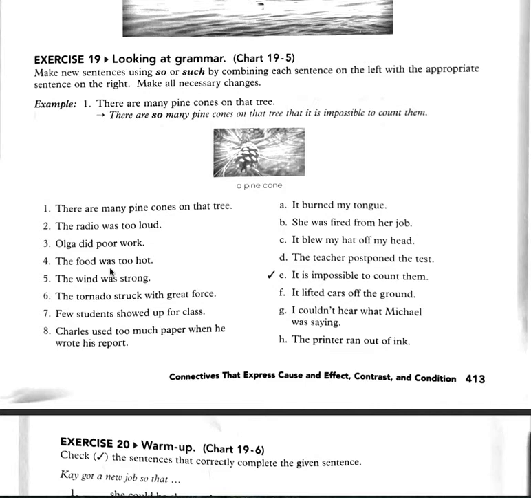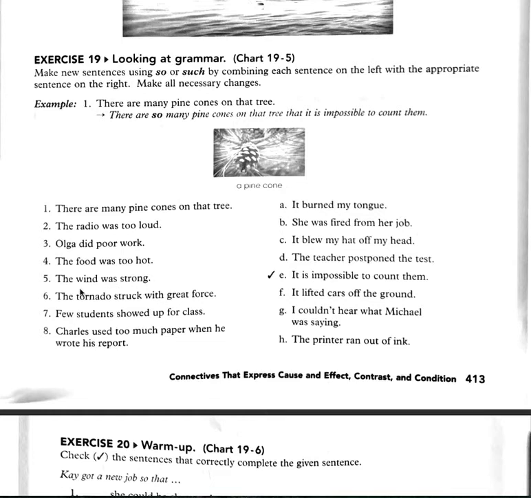Number 4. The food was too hot. This is an adjective. It's not followed by a noun. So you're not going to use such. You're not going to use too. You're going to use so. The food was so hot. Okay? So hot that it burned my tongue. Letter A. So put an A over here. And just cross out too and put so. And then put that. Okay?